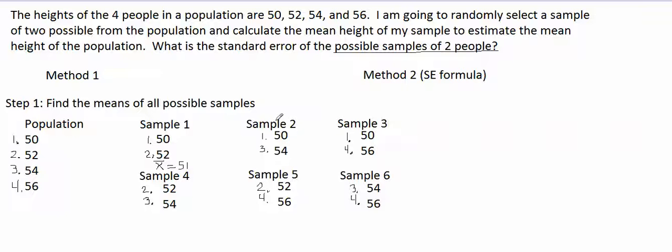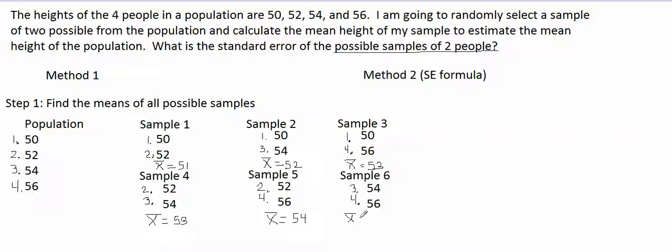And to get the mean of each other possible sample, we would just follow the same steps. For each of these other samples, we just add the two numbers in the sample and divide the total by 2, and we get the sample mean. I won't show you the calculator for every possible sample because I think you already know what I'm doing. If I add these two heights and divide the total by 2, the answer is 52. If I add these two heights and divide the total by 2, it's 53. If I add these two heights and divide the total by 2, it's 53 again. If I add these two heights and divide the total by 2, it's 54. And if I add these two heights and divide the total by 2, it's 55.